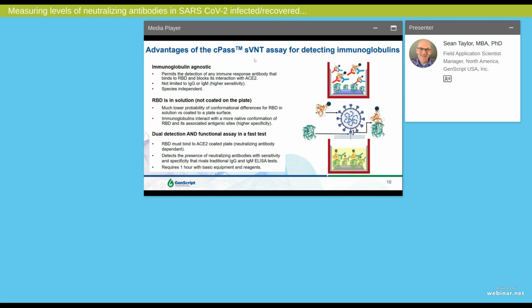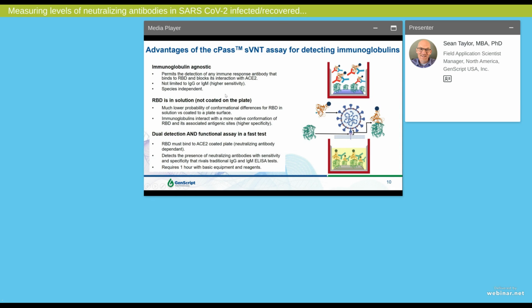So what are the advantages of the Cpass SVNT assay for detecting immunoglobulins? The first major advantage is that it's immunoglobulin agnostic. So this test permits the ability of detecting any class of immunoglobulin, whether these neutralizing antibodies come from IgG, IgA, IgM, or any other class of immunoglobulin. It doesn't matter. They'll bind to the receptor binding domain and block the interaction to ACE2 receptor, and we'll be able to measure this in terms of the TMB signal.